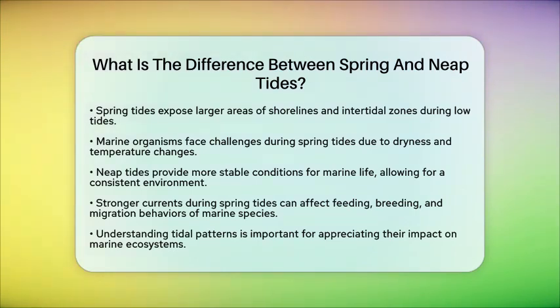In summary, spring tides bring about the highest and lowest tides due to the combined gravitational pull of the moon and sun when aligned, while neap tides produce more moderate tides because the gravitational forces of the sun and moon partially offset each other when at right angles. Understanding these tidal patterns is essential for appreciating how they shape marine ecosystems and the lives of sea animals.